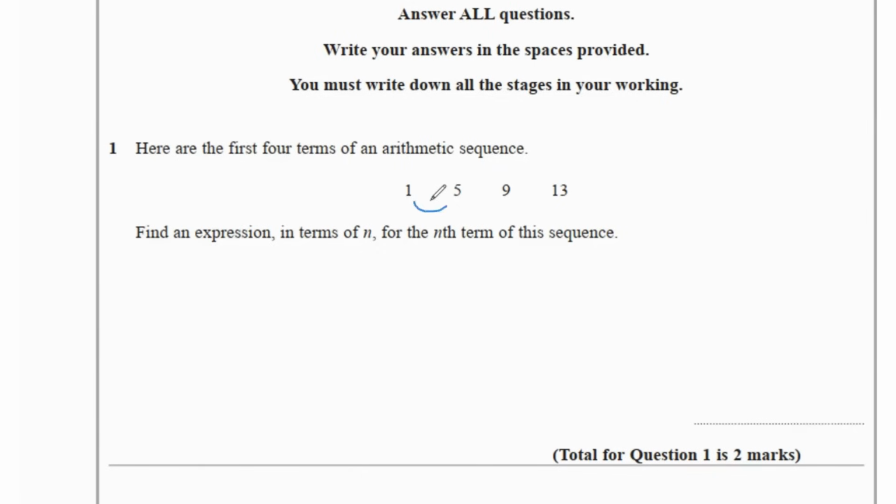We know that 1 plus 4 gives us 5. 5 plus 4 gives us 9. And 9 plus 4 gives us 13, which means we have a common difference of 4.